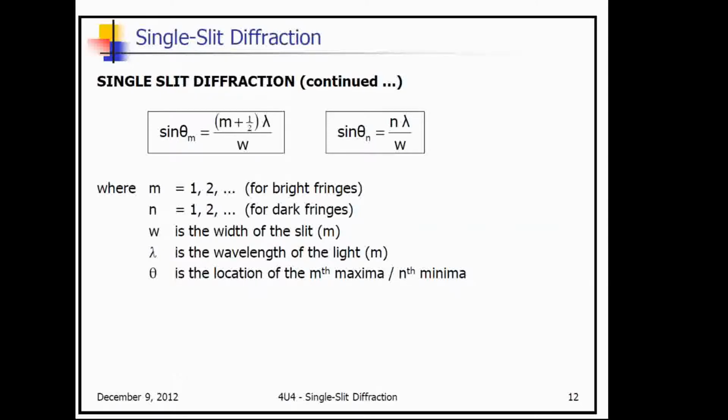So we start. Actually, I'm not sure if that's right. Yeah, no, that's right. So we don't start with the 0. Obviously, we start with 1 for our bright fringes, and we start with 1 for our dark fringes as well.